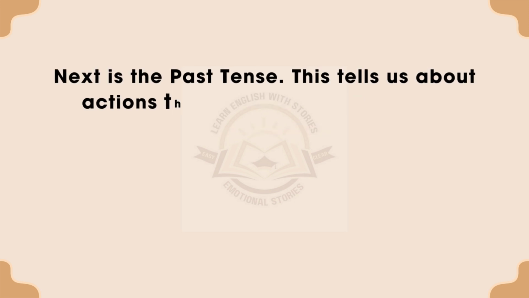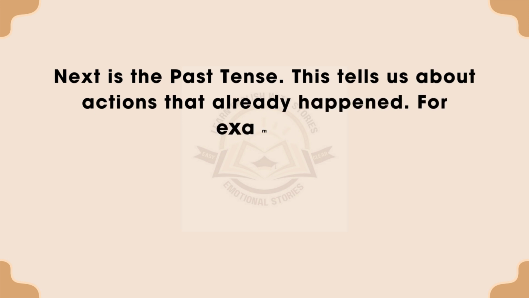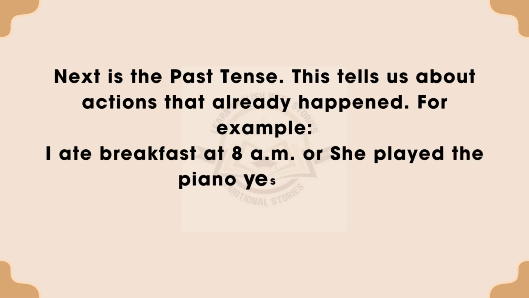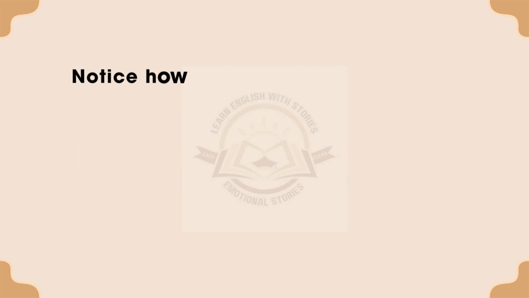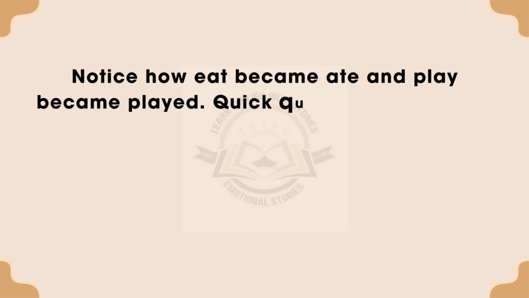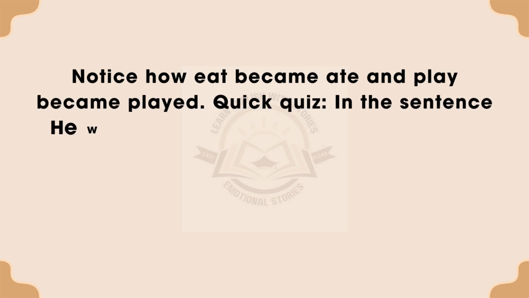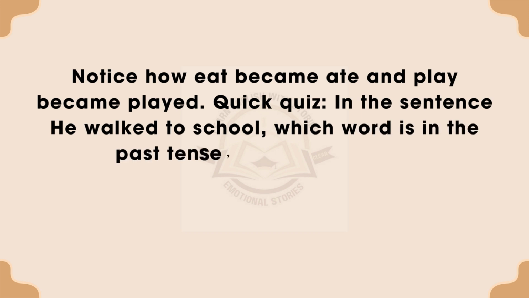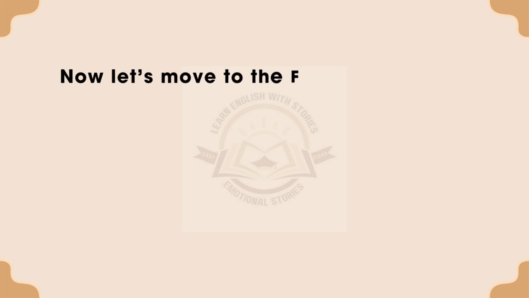Next is the past tense. This tells us about actions that already happened. For example, I ate breakfast at 8 a.m. or she played the piano yesterday. Notice how eat became ate and play became played. Quick quiz. In the sentence, he walked to school, which word is in the past tense? Yes, it's walked.